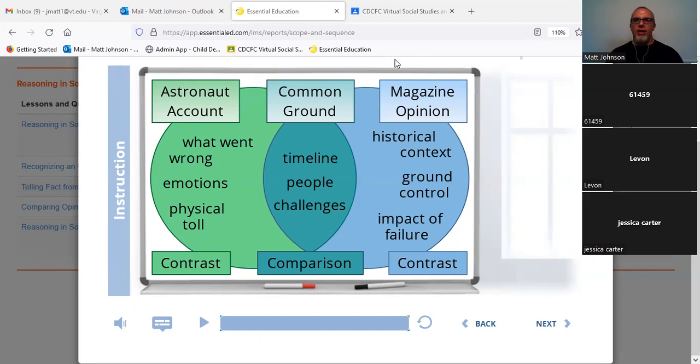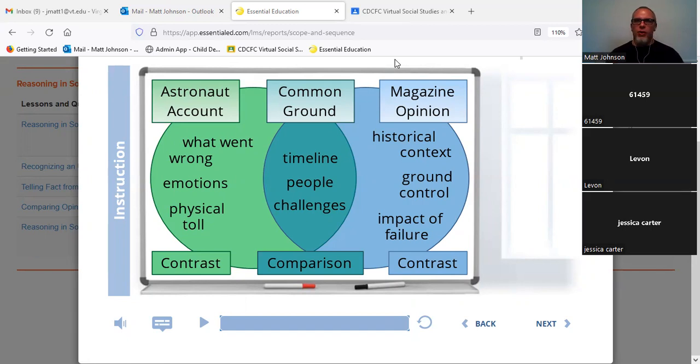The common ground, right? So timeline, what they're actually discussing, right? The topic is, in both cases, Apollo 13. The people involved, right, are the same. And then, of course, the challenges of actually getting those astronauts home is also relevant and appears in both documents.